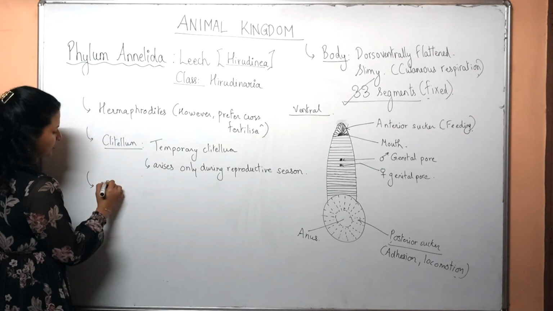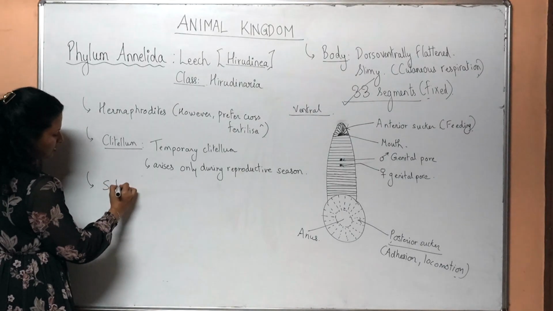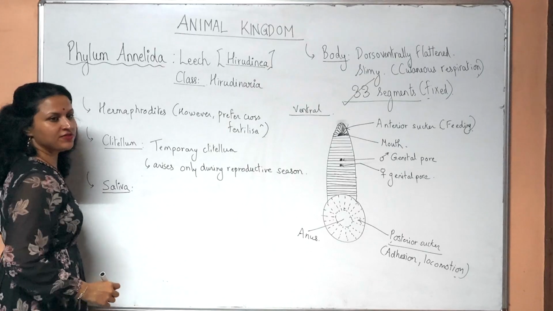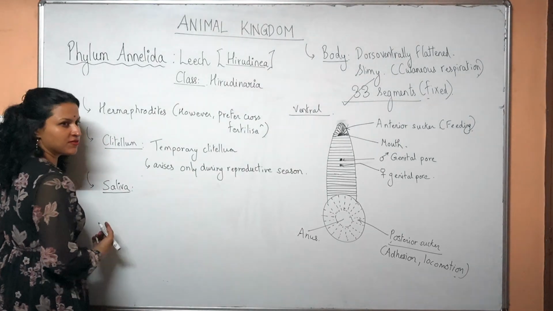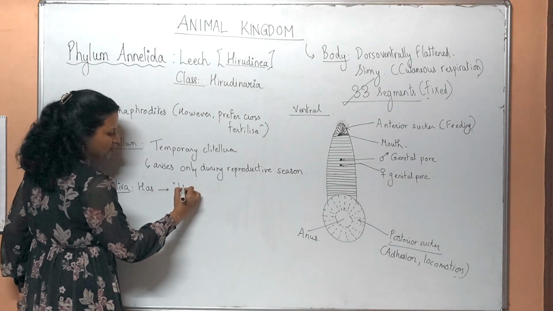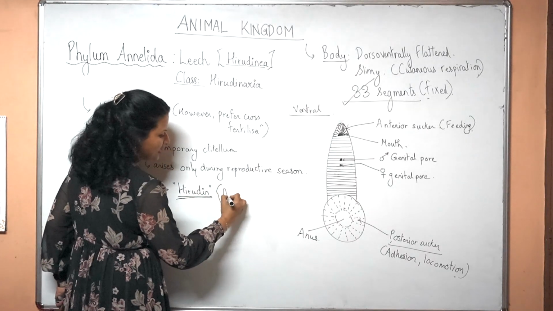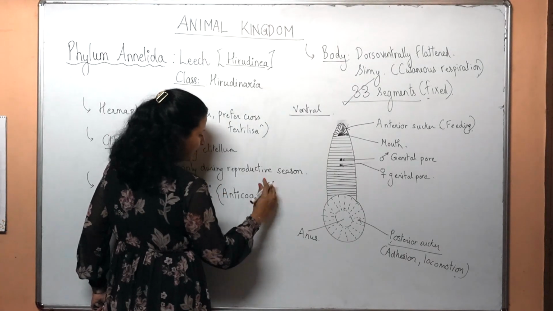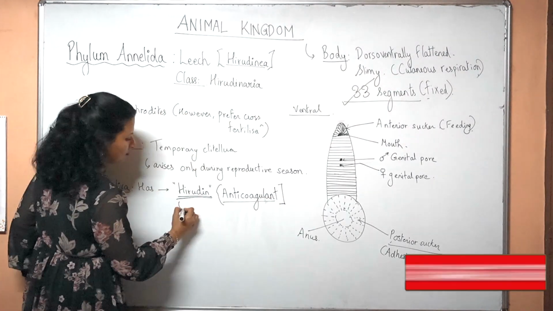Next, let's talk about its saliva. Like I told you, its saliva has special ingredients which enable it to quietly feed onto the animal without making it aware or realize that it is being fed on. Saliva has a chemical called hirudin, very important, and this hirudin is said to be an anticoagulant. What is meant by an anticoagulant? An anticoagulant does not allow blood to clot.